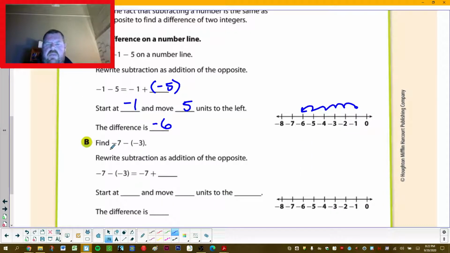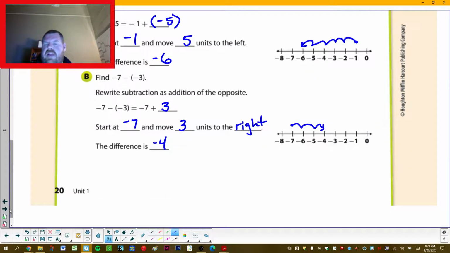Doing the same thing on this problem, -7 minus -3. I want to add the opposite. The opposite of -3 is +3. So -7 plus 3. So we start at -7 and move 3 units to the right in the positive direction. So starting at -7, going 1, 2, 3. And we end at -4. Okay, so again, subtracting a negative is like adding a positive. Okay, maybe you've dealt with that before, maybe not.